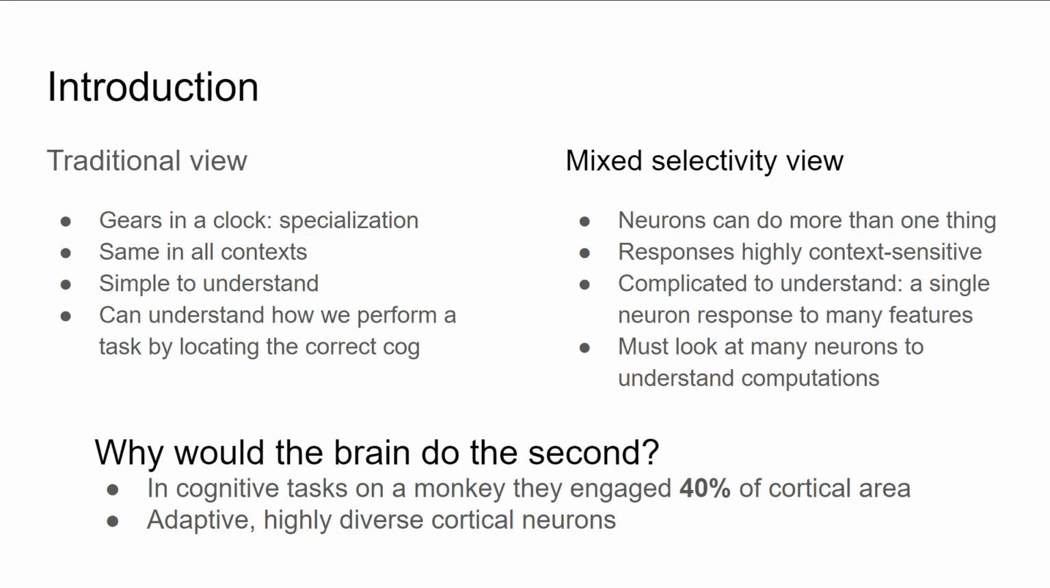So also, and just in general, there's tons of evidence that you have these adaptive cortical neurons. Their responses change over time, and they're very highly diverse in general. So that's the argument they give, that we're doing this mixed selectivity. So then they ask, okay, but why would we do that? That's really complicated.